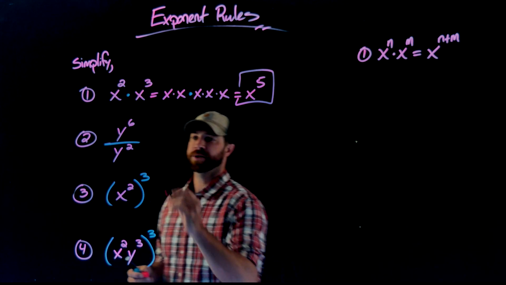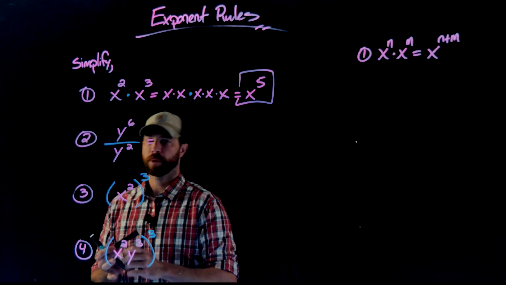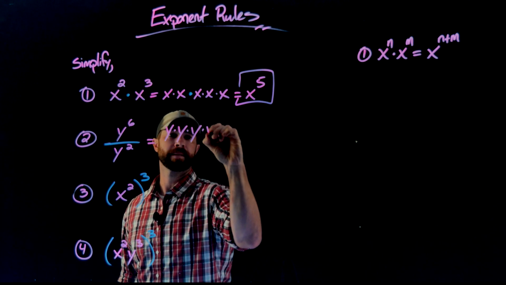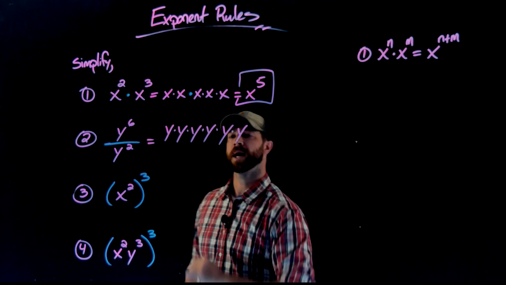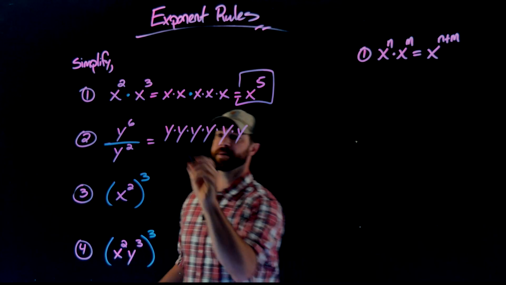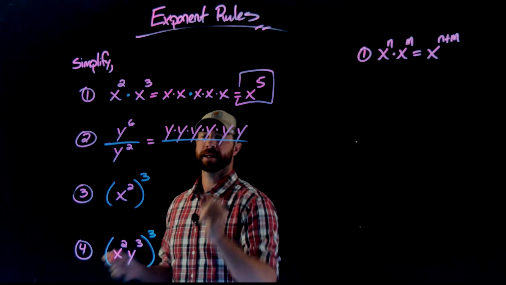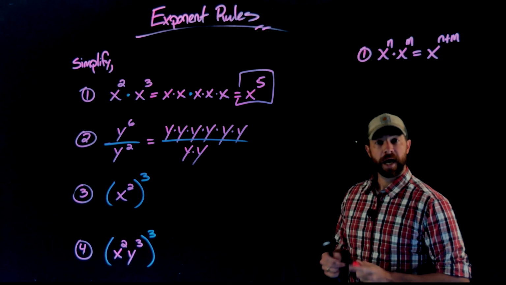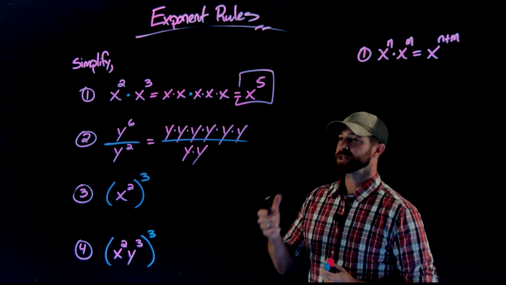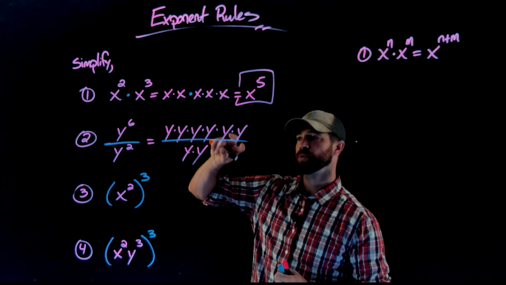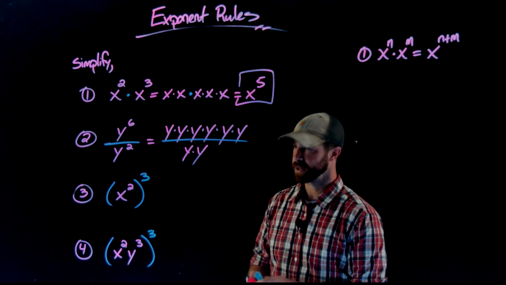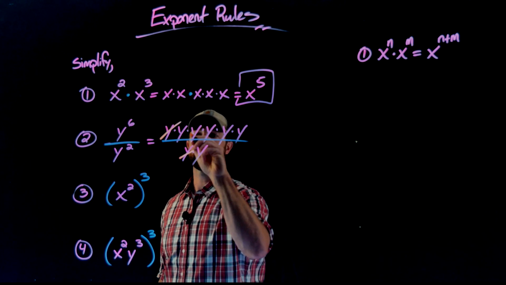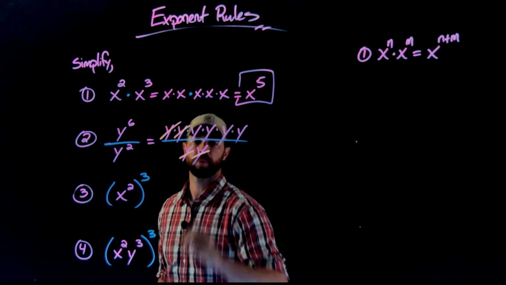In this next expression, we'll expand this in the same way. So what we're doing is we have 6 y's on top, or y times y times y times y times y times y, all divided by y times y. And then now what we're going to do is apply the fundamental principle of fractions that says we can cancel 1-for-1 common factors in the numerator and the denominator. Here's what that would look like. I can cancel this y with this y, and this y can cancel with this y.